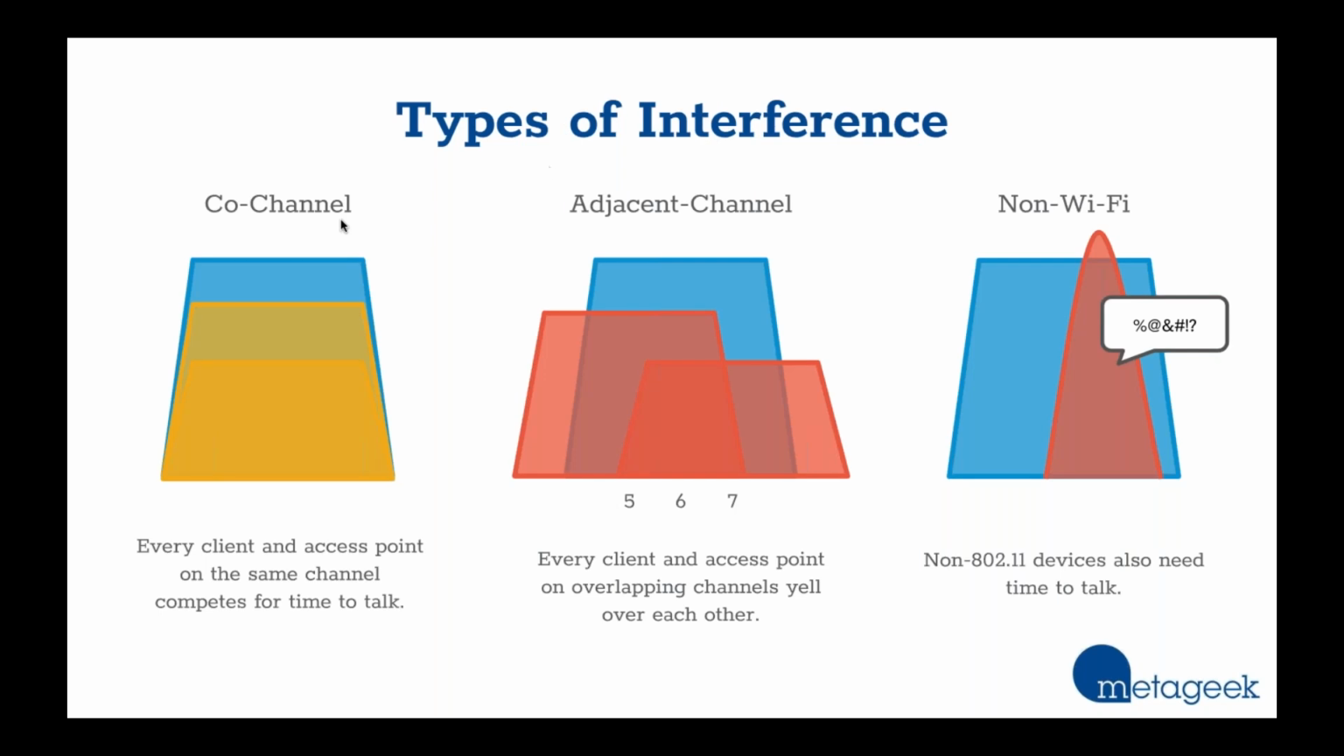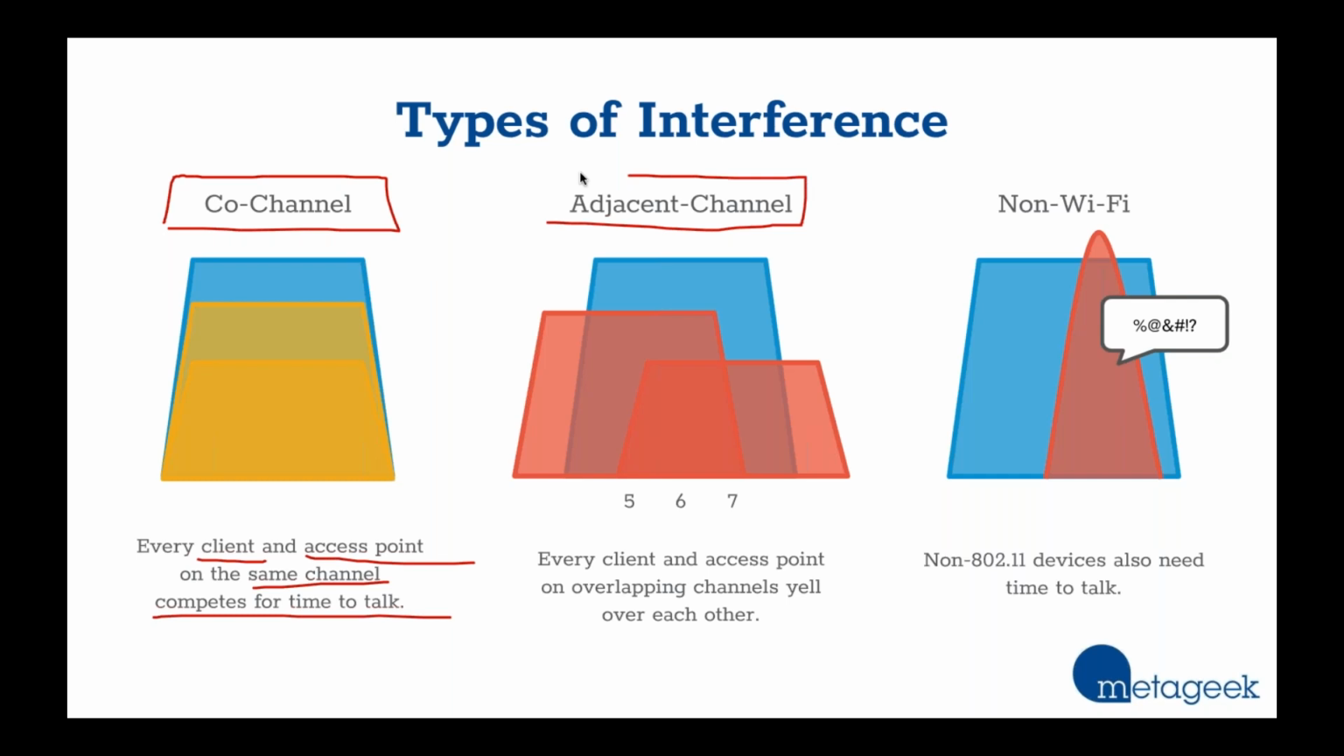Now, there are 3 types of interference in Wi-Fi. We've been talking about co-channel interference. Co-channel interference occurs when clients and access points on the same channel have to compete for opportunities to talk. They literally have to compete for opportunities to talk. And we'll get into the nitty-gritty of exactly how that works a little bit later on in this webinar.